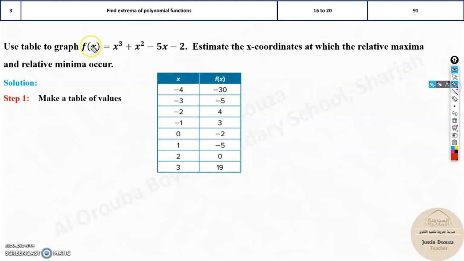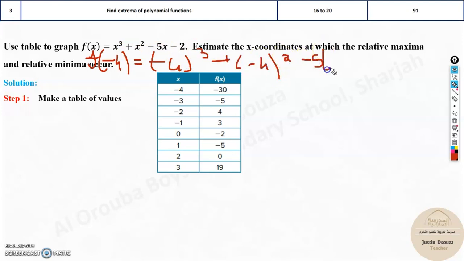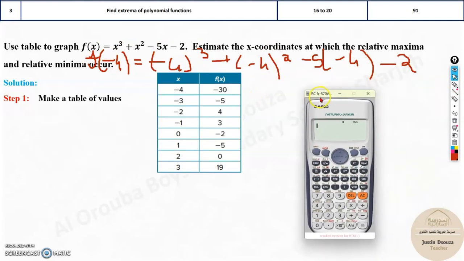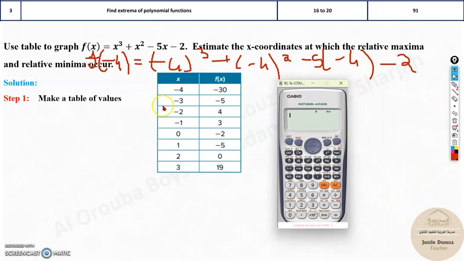This is very simple. You just put f of x at minus 4 and then solve it. Instead of x, it will be minus 4 the whole cube plus minus 4 the whole square minus 5 times minus 4 minus 2. For one value it's fine. It's easy, but it takes time, and it's going to take a long time to do all these values, isn't it? Isn't there any other method?